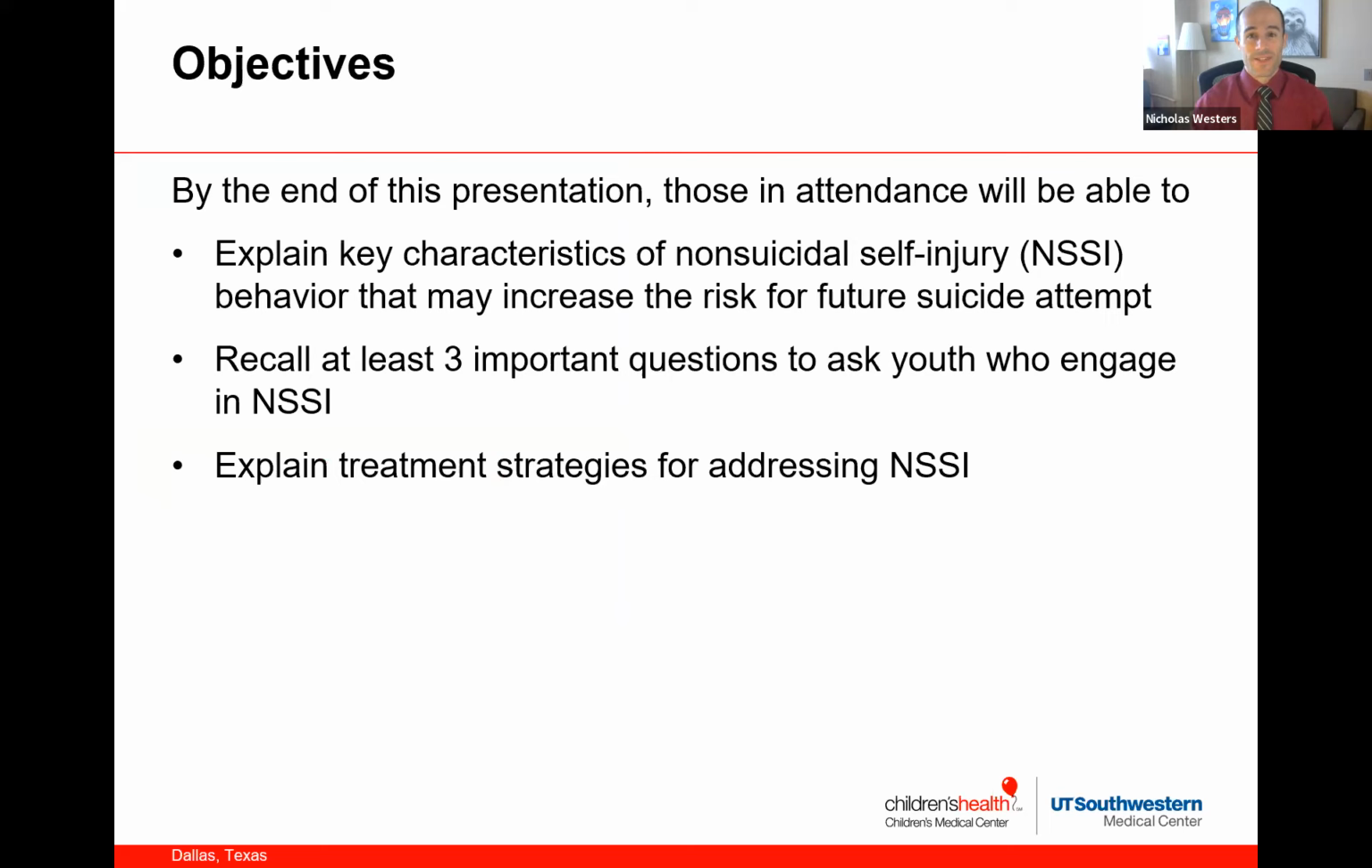Ideally, by the end of today, my hope is that you'll be able to explain key characteristics of non-suicidal self-injury that may increase risk for future suicide attempt, as well as recall at least 3 important questions to ask individuals, really, not only youth, but individuals who self-injure. There's many questions you can ask, and I think there are really 3 or 4 really important ones. And then the second half of the presentation, really talking about treatment strategies, and hopefully you can explain some of the treatment strategies I'm going to talk about, 2 specifically today.